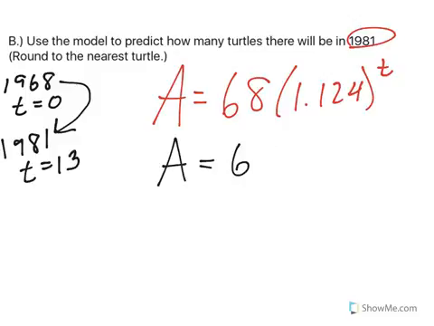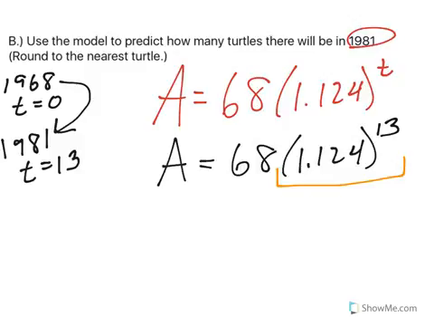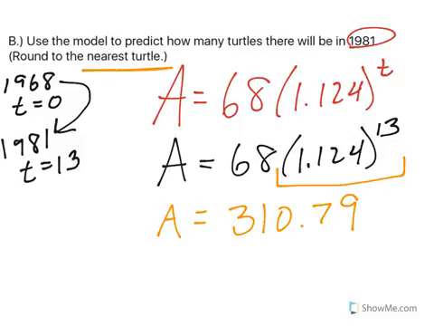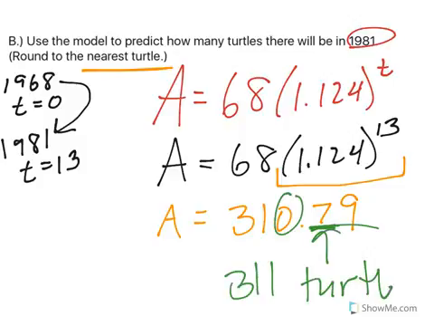So A equals 68 times 1.124 raised to the 13th power. Depending on your calculator, you might have to type in this exponent first, 1.124 raised to the 13th power, and then multiply by 68. Some calculators will allow you to type that all in at the same time, but when you are done, you will get 310.79. Now, you have to round to the nearest turtle, right? You can't have 0.79 of a turtle. That doesn't work. So nearest turtle, we're looking at a whole number, 7 rounds up, so we're talking 311 turtles.